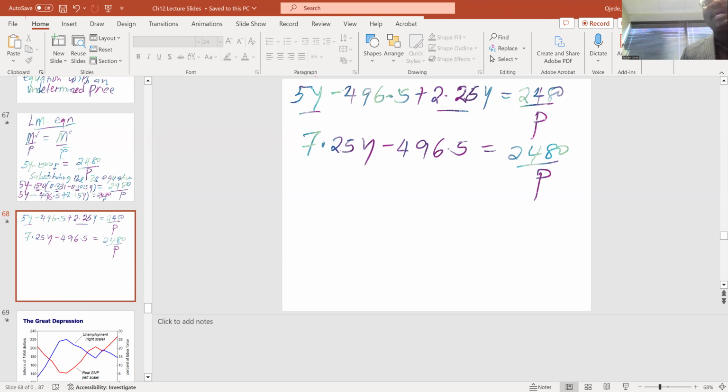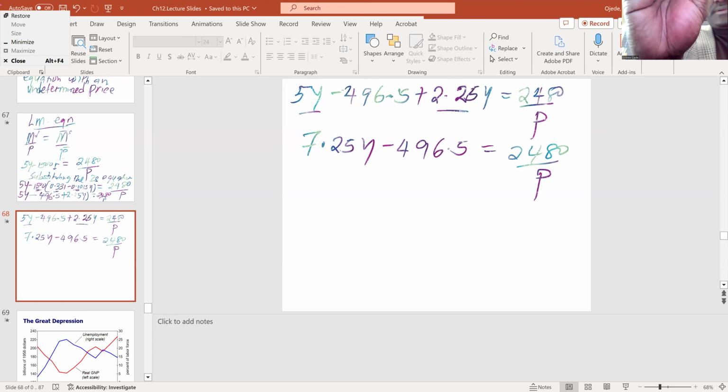I like to clean things nicely. So in the next step, I can take the inverse of both sides. If you take the inverse of both sides, then you can write this as P over 2480, the inverse of 2480 over P.